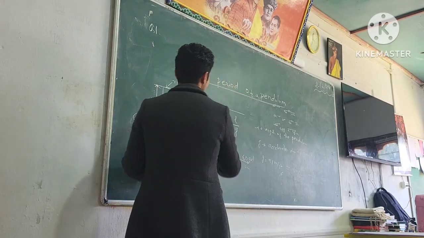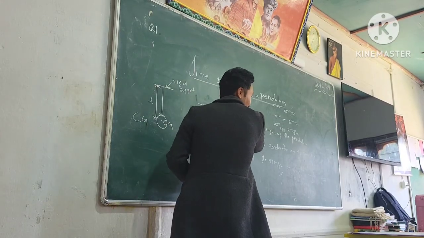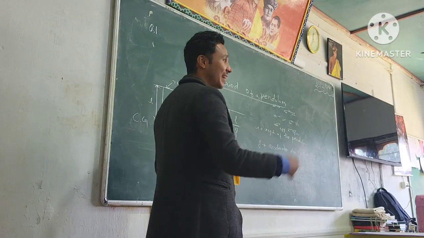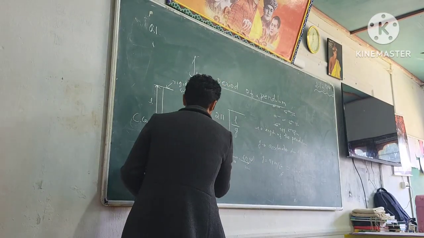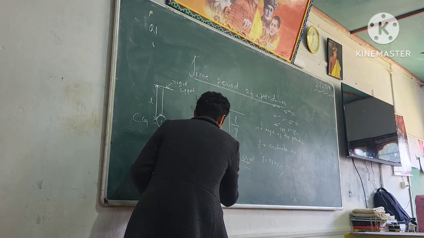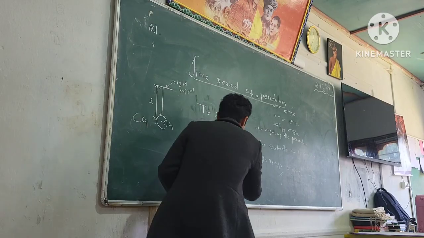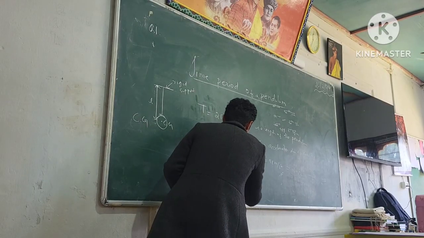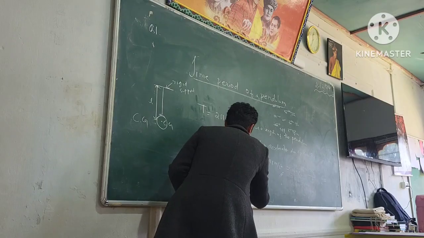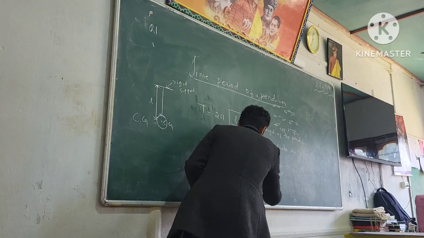Now, how is the length of the pendulum involved? If I increase the length of the pendulum, what happens to the time period? Directly proportional. Increase or decrease? Increase. Okay, so time period is directly proportional to the length of the pendulum. So if L increases, then time period increases.